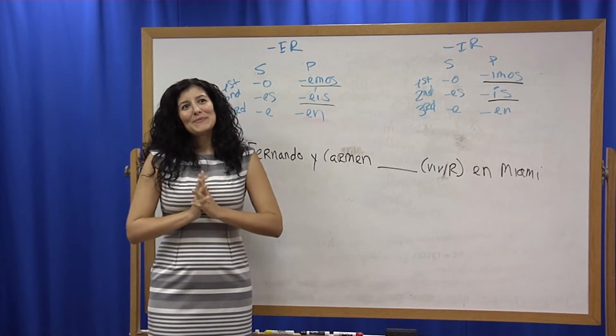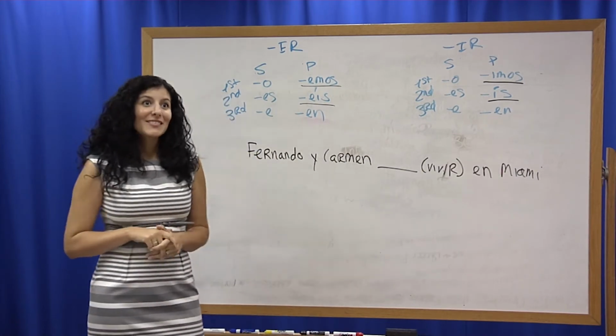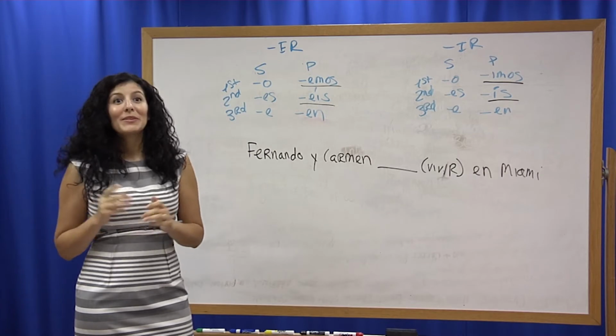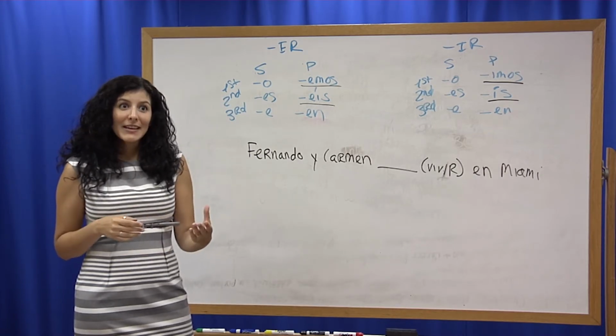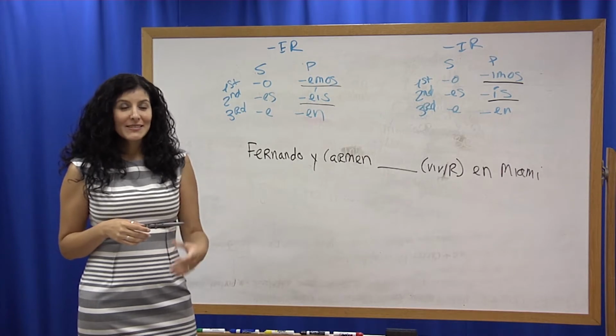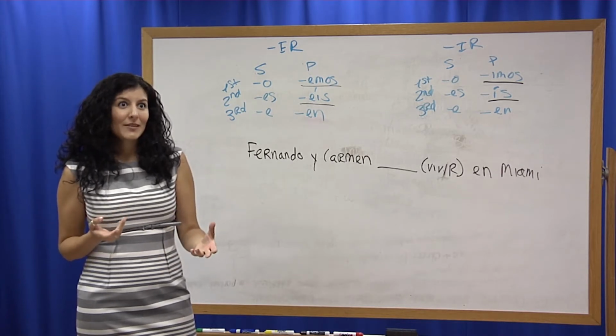Hello, and today we are going to be talking about the regular present tense of ER and IR verbs. That can be found in your book on page 68. There you will find a list of regular present tense ER and IR verbs in their infinitives.